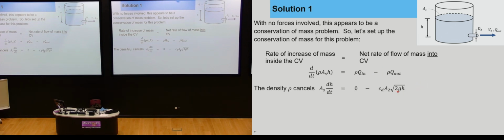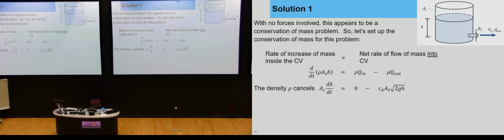And here we've just substituted in what we know from Bernoulli. If the question is simple like this in the exam, yes, you can just write that and say, I know from Bernoulli that the outflow rate is equal to the square root of 2gh times the discharge coefficient.